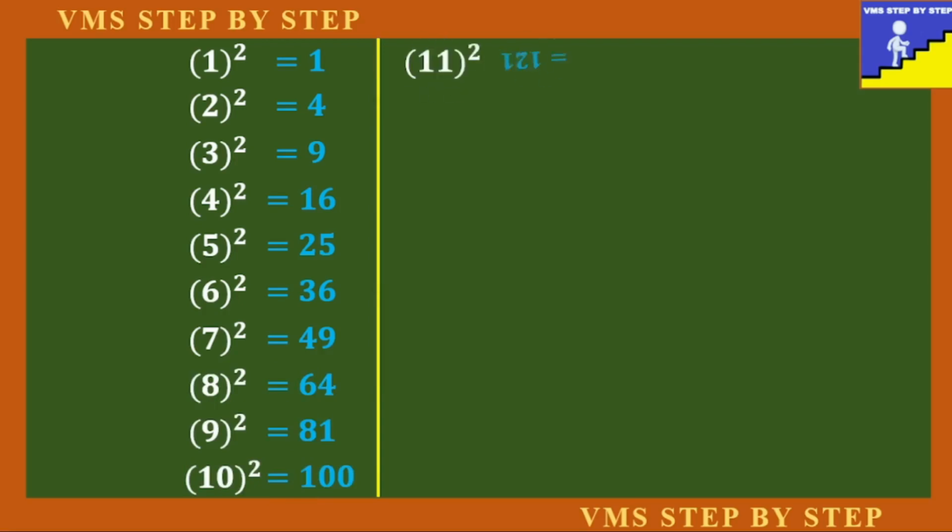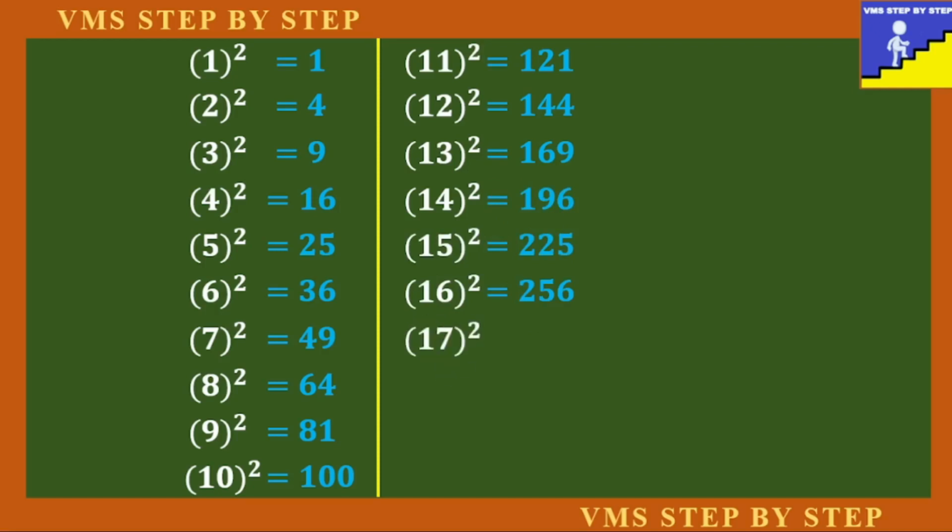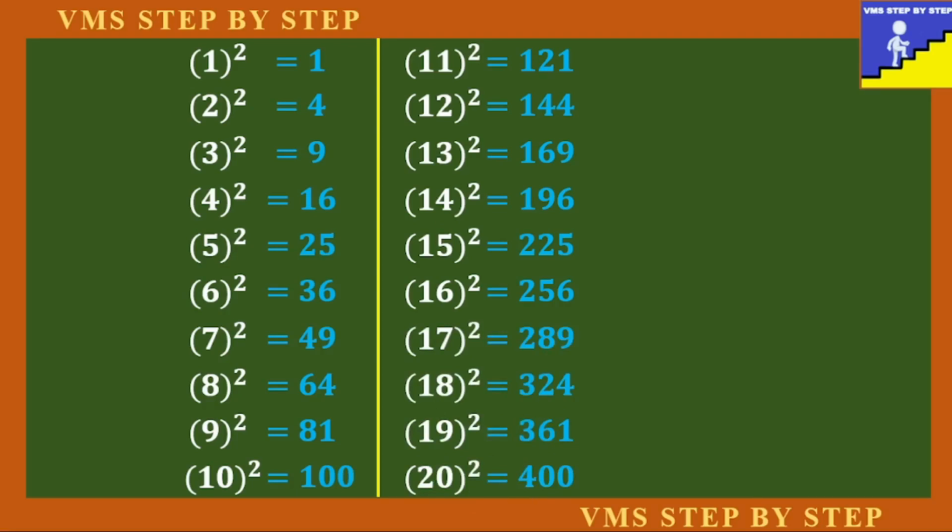11 square is 121. 12 square is 144. 13 square is 169. 14 square is 196. 15 square is 225. 16 square is 256. 17 square is 289. 18 square is 324. 19 square is 361. 20 square is 400.